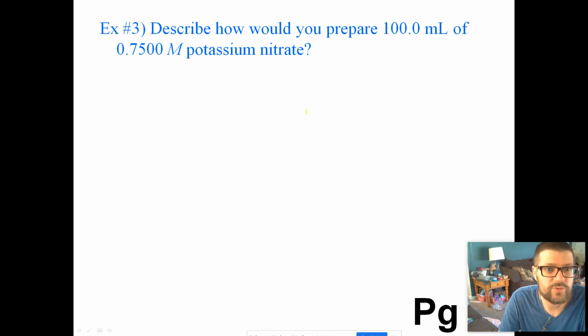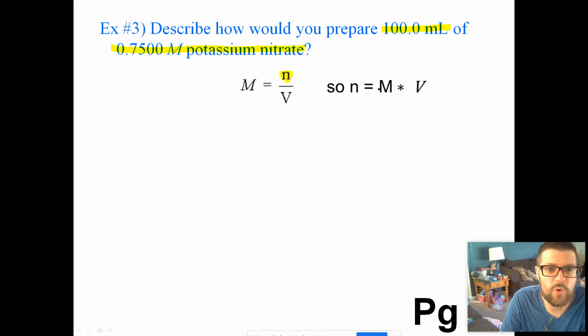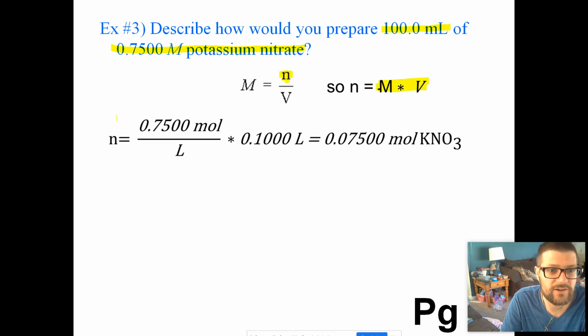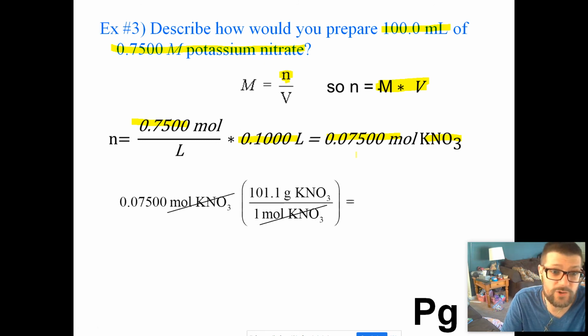Another thing that we can do is we can talk about how to prepare 100 mLs of a certain molarity, a certain strength solution. So in this case, potassium nitrate. So we want to know, again, how many moles of this chemical we need. So we're going to do the molarity times the volume. We know the molarity is 0.75. We know the volume we're looking for is 100 mLs or 0.1 liter. And that means we need 0.07500 moles of that chemical. Again, now we want to know how many grams of that we get. So we multiply it by the molar mass. And we have the number of grams.